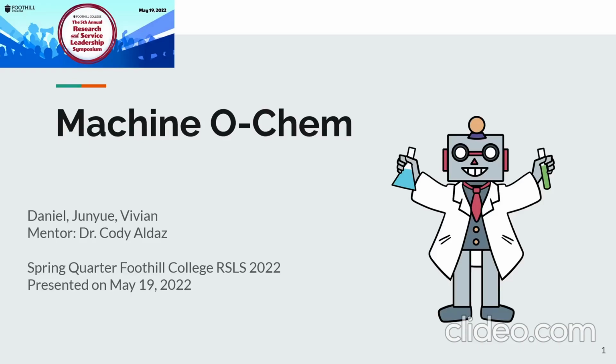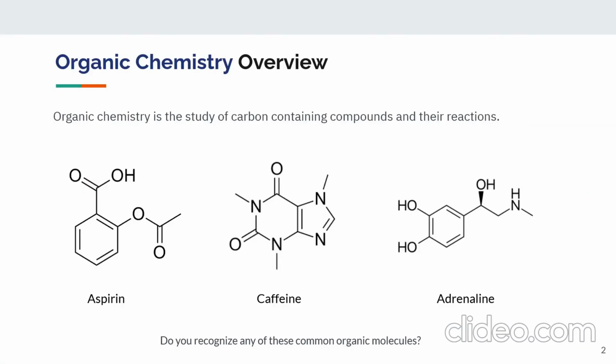Our project is Machine OChem, which we worked on with our mentor, Dr. Cody Aldaz. To start off, let's talk about what organic chemistry is and why it's important. Organic chemistry is the study of carbon-containing compounds and their reactions. Carbon is an essential element because of its ability to form stable bonds with many elements, including itself.